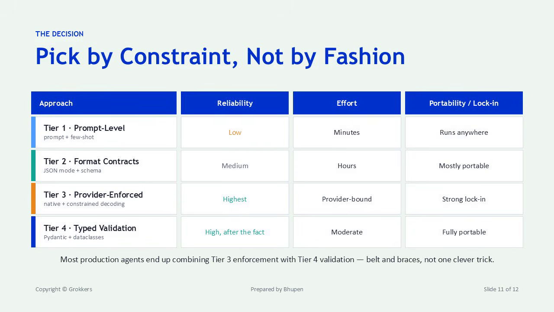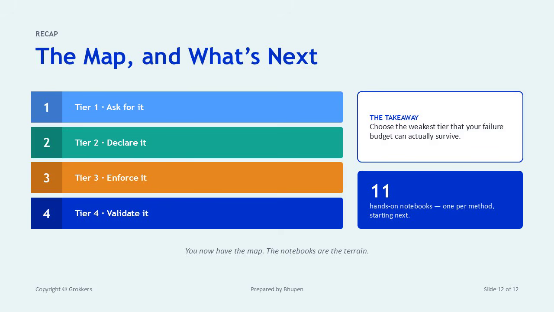Read across the rows and you'll notice the last 2 aren't really competitors. Enforcement during generation and validation on arrival address different halves of the same risk, which is why most serious production agents run both, belt and braces, rather than betting everything on one clever trick. Start at the weakest tier your failure budget can genuinely absorb, and move down only when reality forces you. So that's the landscape. 4 tiers, 1 axis. You can ask for structure, declare it as a contract, enforce it during generation, or validate it in your own code. And the further down you go, the harder the guarantee, and the higher the price and effort or lock-in.